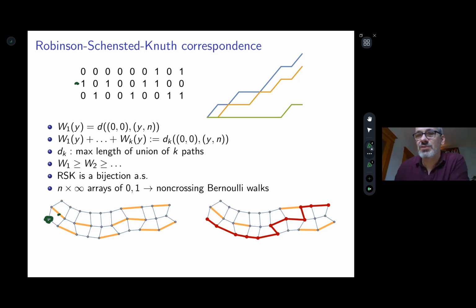What's uniform measure on this kind of set? Well, it's basically non-crossing Bernoulli walks, so Bernoulli walks that are staying ordered. And there's a nice way to put uniform measure, and you can understand this uniform measure through the Karlin-McGregor formula, because they're non-crossing walks. It's easy to switch them to non-intersecting walks, and then you have that formula.